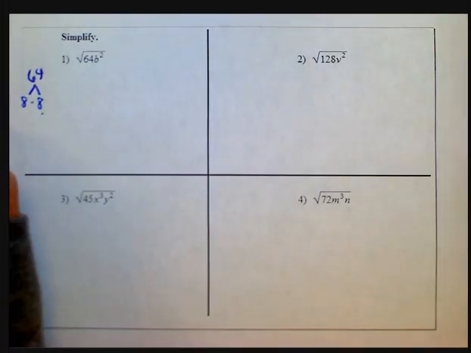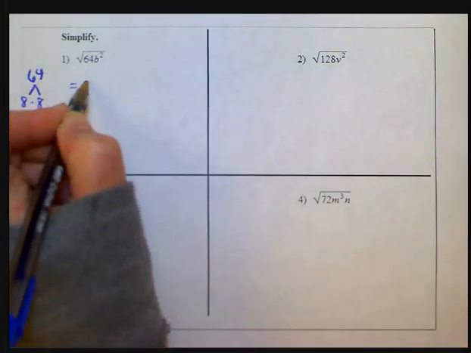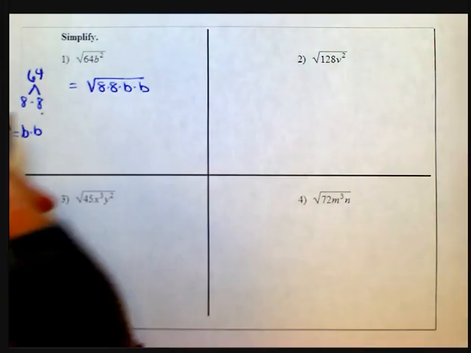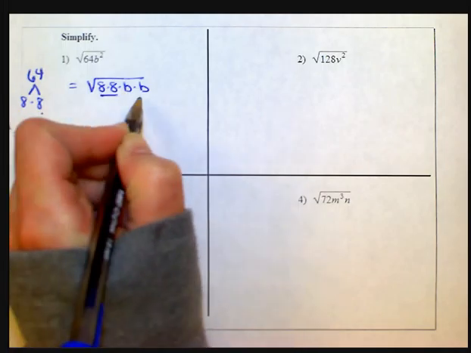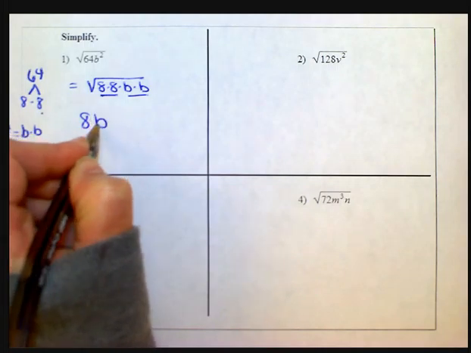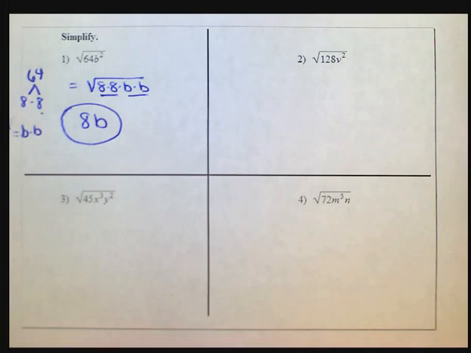And b squared equals b times b. So I'm going to change this to be the square root of 8 times 8 times b times b. So for every two factors inside, I can bring one out. So I have two 8s and I have two b's. So that means I can bring an 8 and a b out, and nothing's left underneath the square root. So this simplified into 8b. So 64b squared is a perfect square expression.